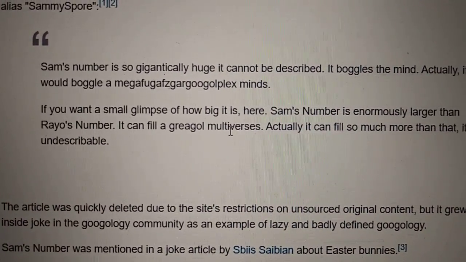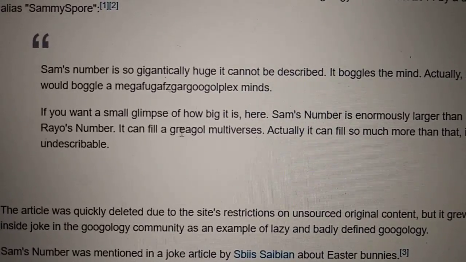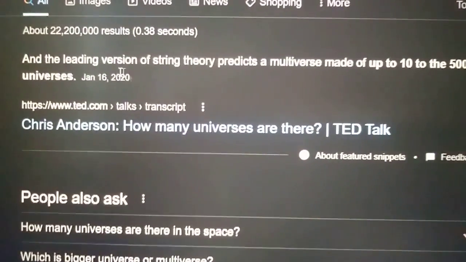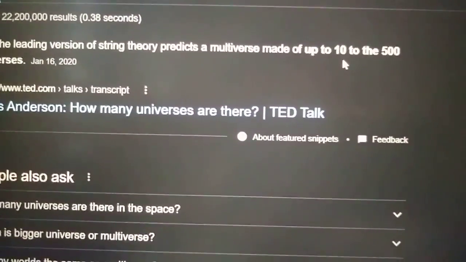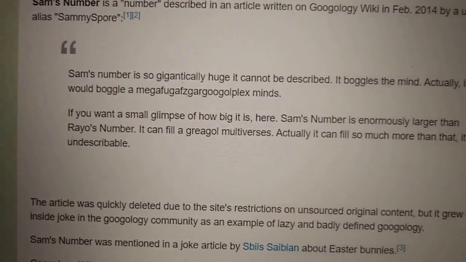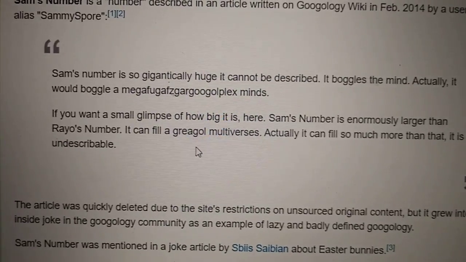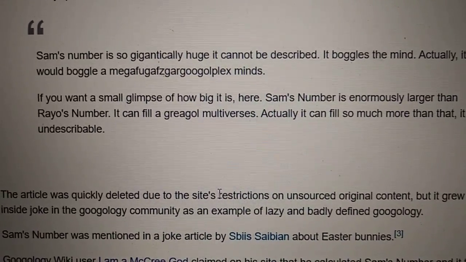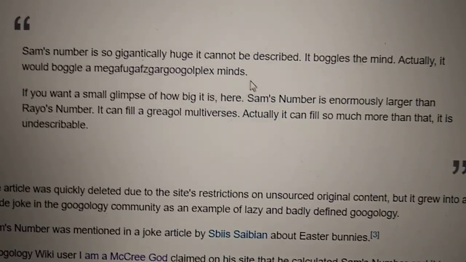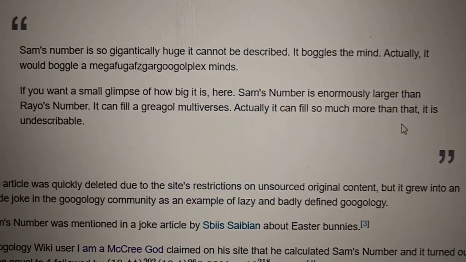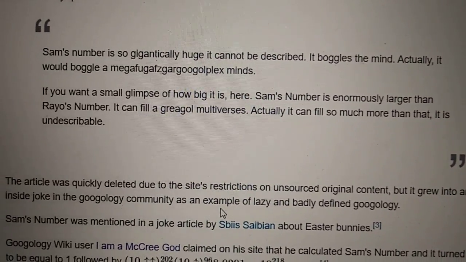So how many universes are in a multiverse? It says it can fill a Googol multiverses. I did a quick Google search again. A quick search showed that there are up to around 10 to the 500 universes in a multiverse. So again, not very helpful at all. This number times 10 to the power of 500 is basically the same number, which is 100 triple arrow 101. So still way smaller than G2 or G1. Again, this statement is not very useful. Actually, it can fill so much more. Well, same for Graham's number and 3↑↑↑3, they can fill way more than this number of multiverses.